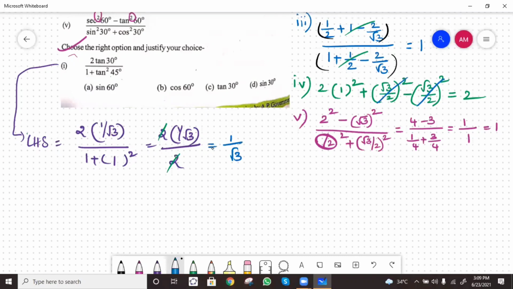What is this 1 by root 3? Where do we have 1 by root 3 in those tables? Tan 30. Very good. Excellent. Tan 30. So what is the option here? Is it sin 60? What is the sin 60 value? Root 3 by 2, so not that. Cos 60 value? 1 by 2, not that. Sin 30 value? 1 by 2, not that. Tan 30 value? 1 by root 3. Which option is it? C.